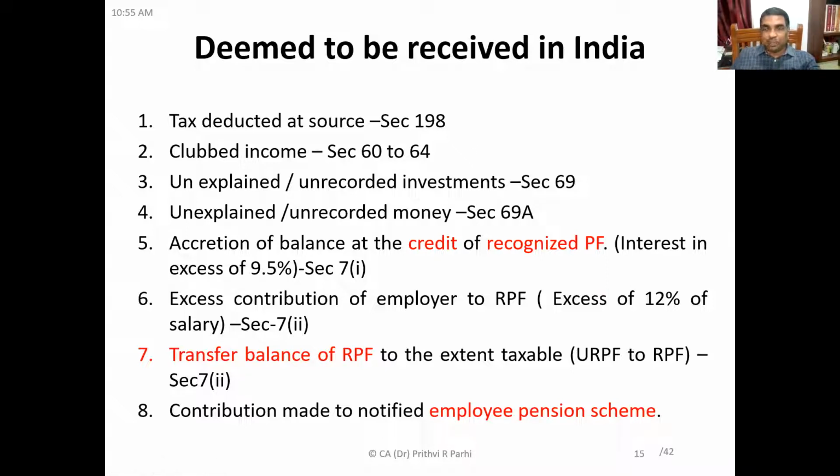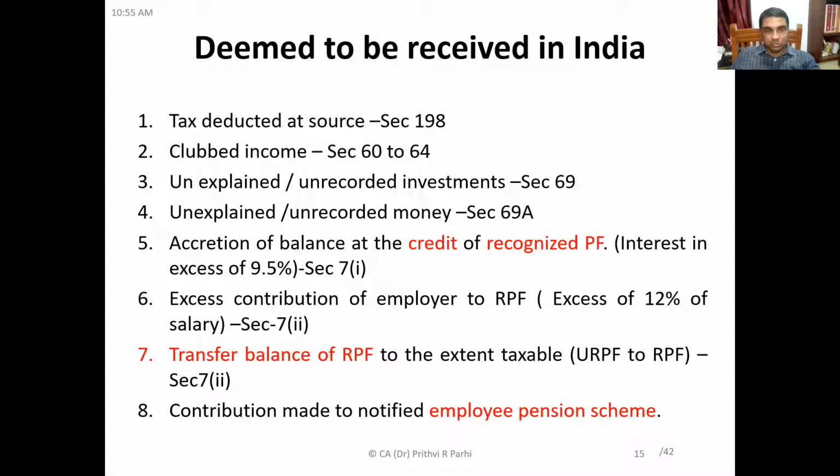Clubbed income. Earlier we have discussed in certain situations, income of some other persons also gets clubbed with the total income of the RCC, which are covered under section 60 to section 64. So this clubbed income shall also be deemed to be received in India. Unexplained or unrecorded investments are also deemed to be received in India. Unexplained or unrecorded money, so section 69A deals with that. That will also be deemed to be received in India.